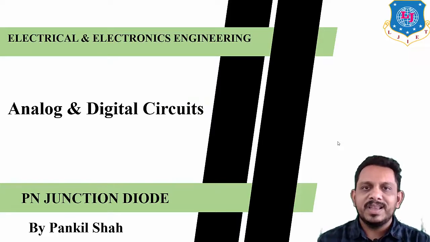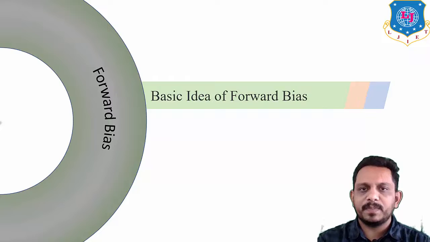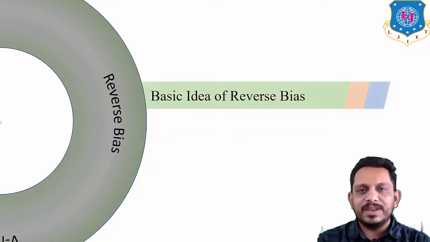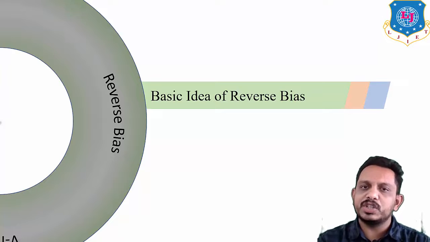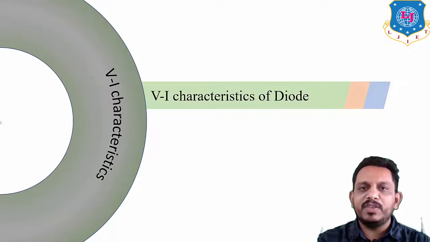Hello friends, in this video lecture we will see the concept of the PN junction diode. Basically, we will see the basic idea of forward bias, then the basic idea of reverse bias of a PN junction diode, and then the VI characteristics of a diode, that is, the voltage and current characteristics of a diode.